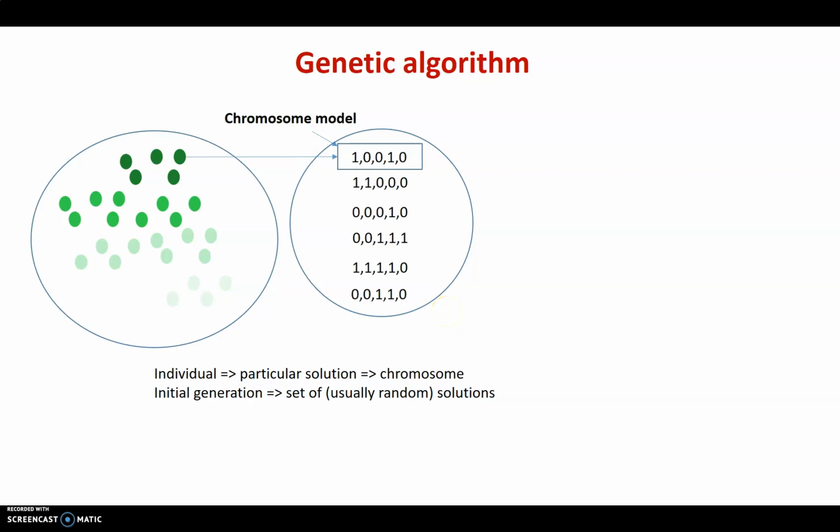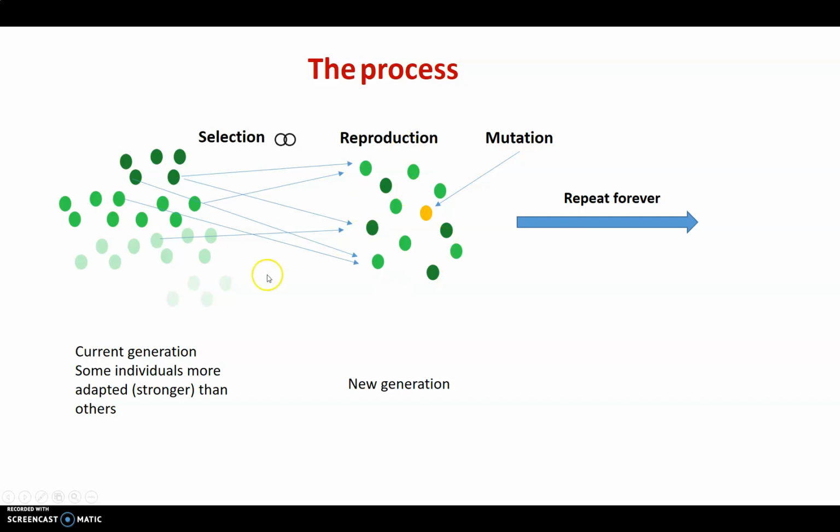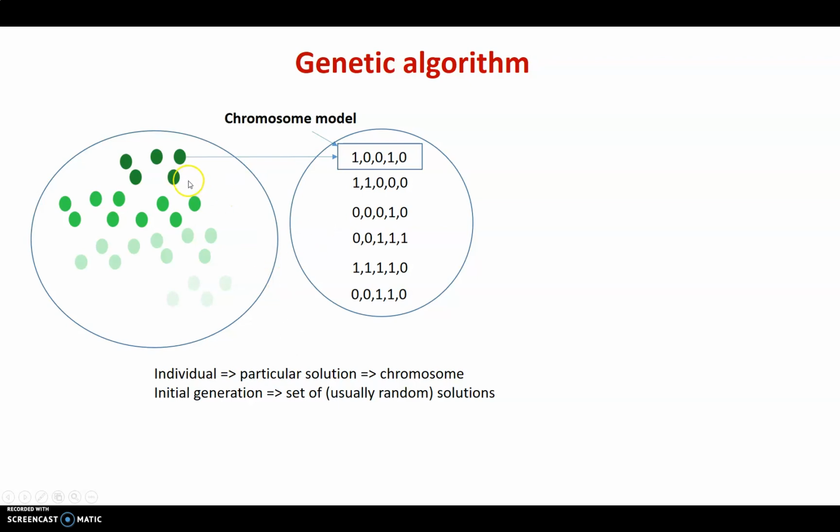So now let's go to the key elements of a genetic algorithm. Remember, a genetic algorithm is inspired in this process that I have just explained. So let's see. First, we need an initial generation. These are the initial generation of individuals. Each individual is a possible solution of the problem.